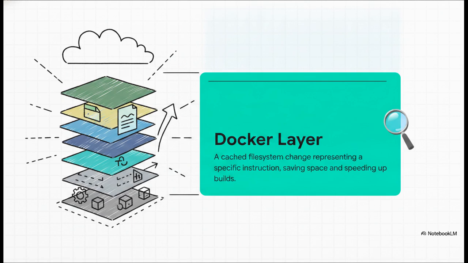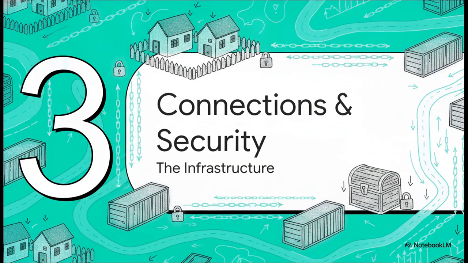If you're installing standard software packages, do that first. Those layers get cached. Then, copy your frequently changing source code at the bottom. This makes sure you aren't rebuilding the entire image from scratch every single time you fix a minor typo in your code. Let's jump to section 3, connections, data, and security, the infrastructure.